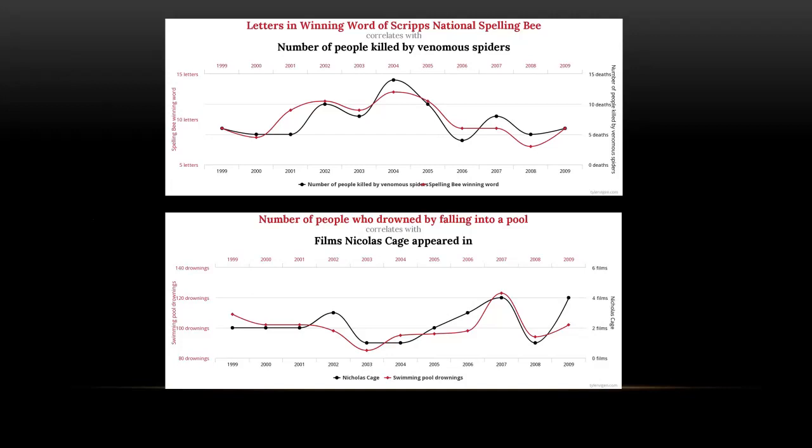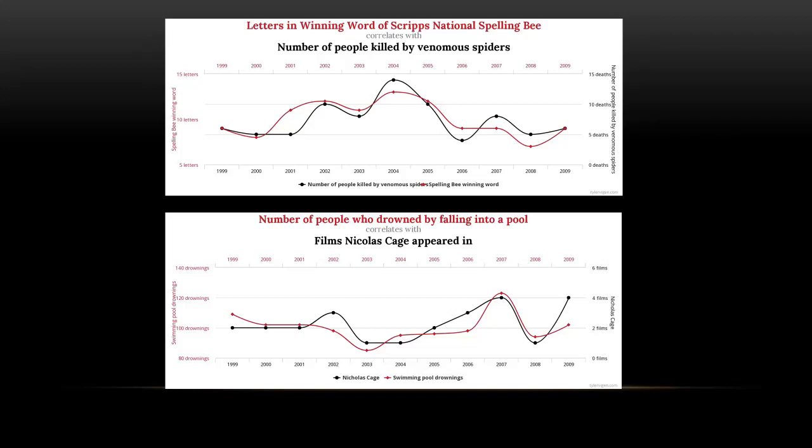So the number of people killed every year by venomous spiders correlates in such an interesting positive way with the number of letters in the winning word of the National Spelling Bee. That's a meaningless correlation, right? There's no reason that those two things correlate with each other, but it is a positive correlation because as we see, as one curve goes up and down, the other curve mirrors it by going up and down more or less at the same rate, right? They're not perfectly related, but that's enough for there to be a pretty consistently strong relationship there.